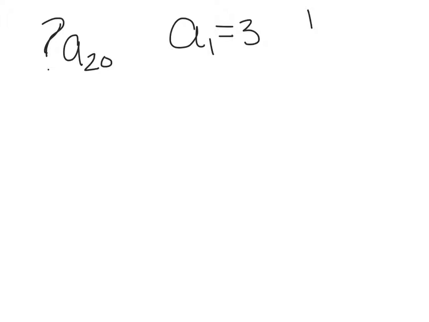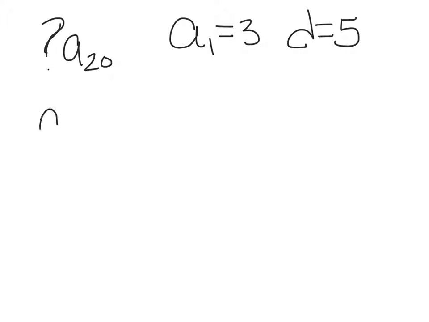Number 4 wants you to find the 20th term, so what we're looking for is a sub 20, the 20th term. And the problem says that I'm arithmetic, which is good. Now I know what kind of pattern I'm going to have. And that my first term, which we call a sub 1, is 3, and my common difference is 5.